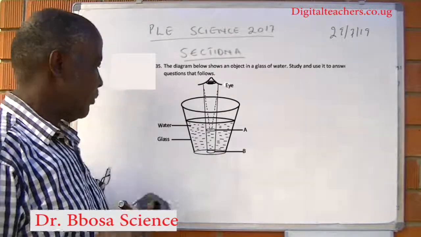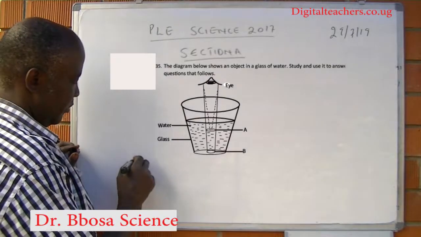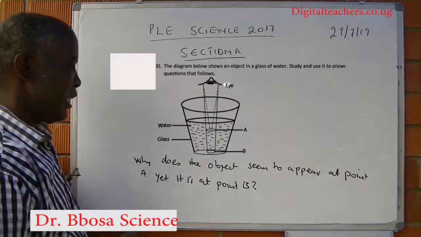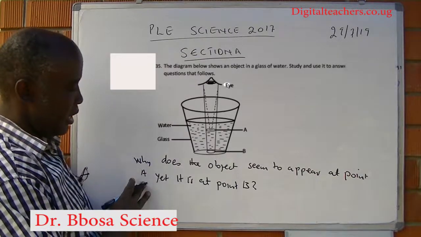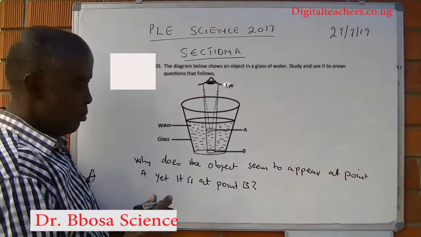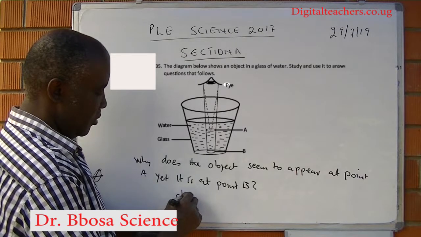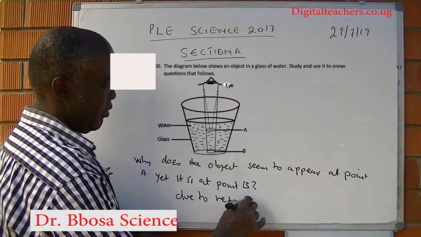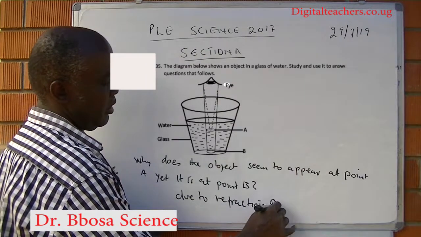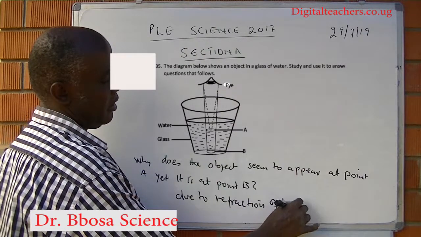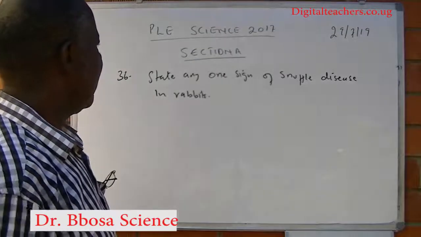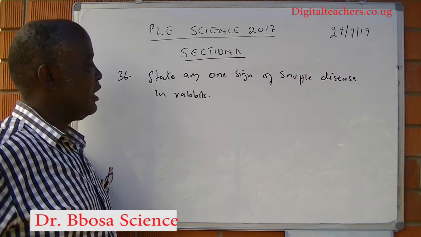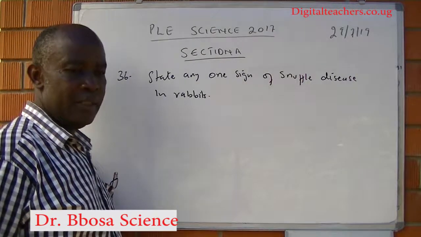Why does the object seem to appear at point A, yet it is at point B? Is it due to refraction of light? Number 36. State any one sign of snuffle disease in rabbits.